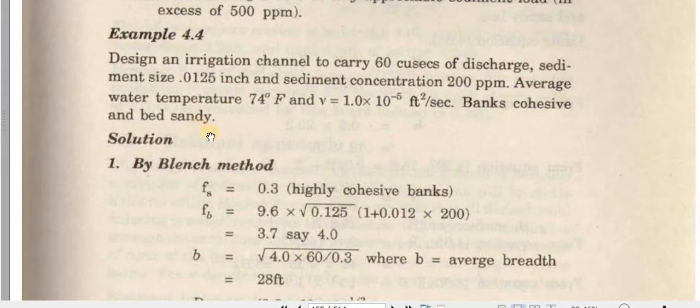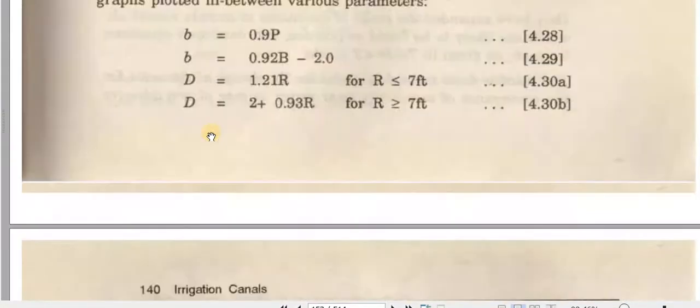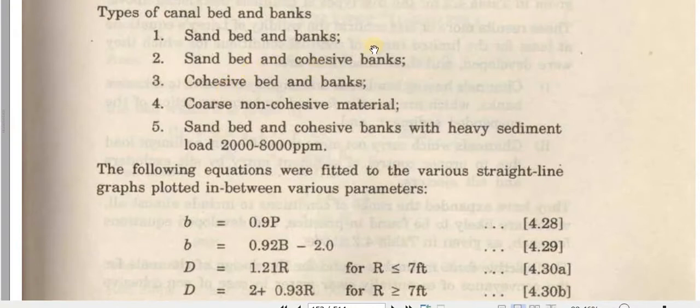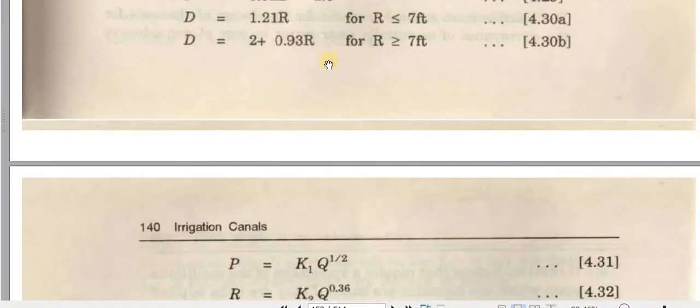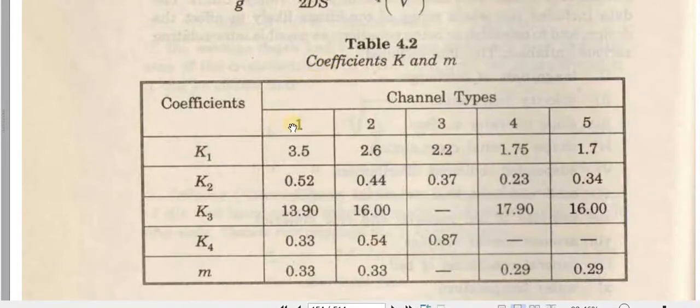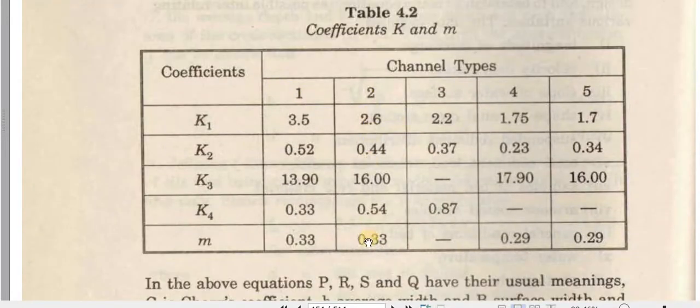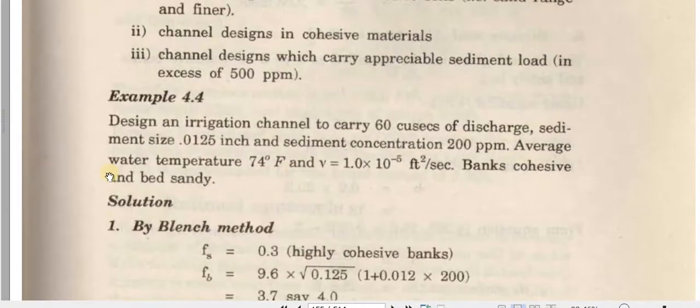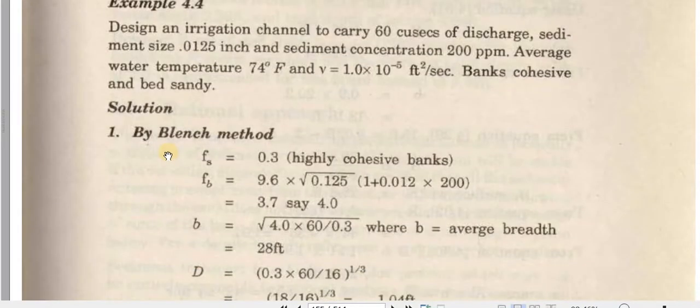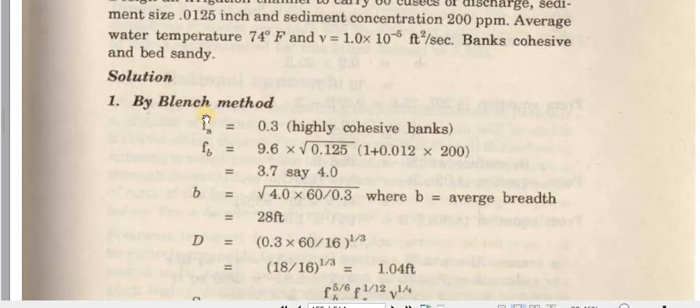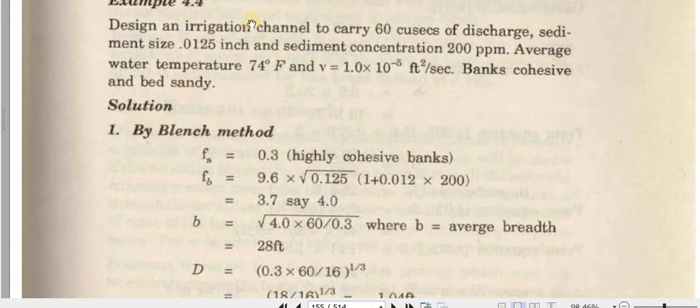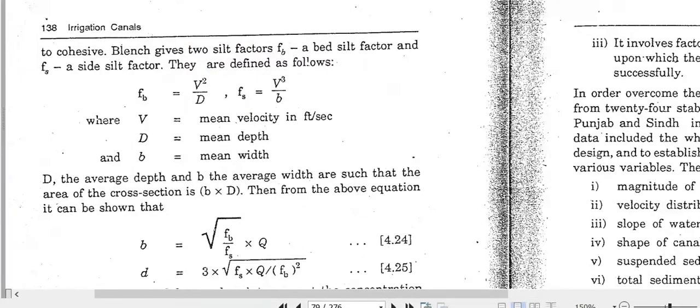Sandy bed and cohesive banks. So this is, I hope, case number 2. Sandy bed and cohesive banks, this is case number 2, channel type 2. So we will use these types of values in this approach. It is first solved using the Blench approach. I have also opened the similar book in another window so that we can see the formula side by side.